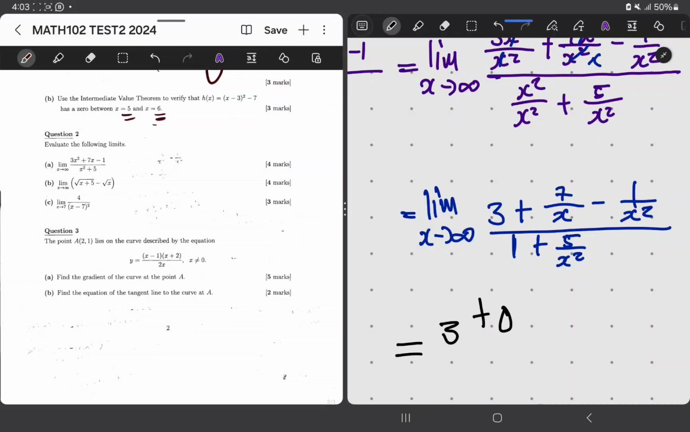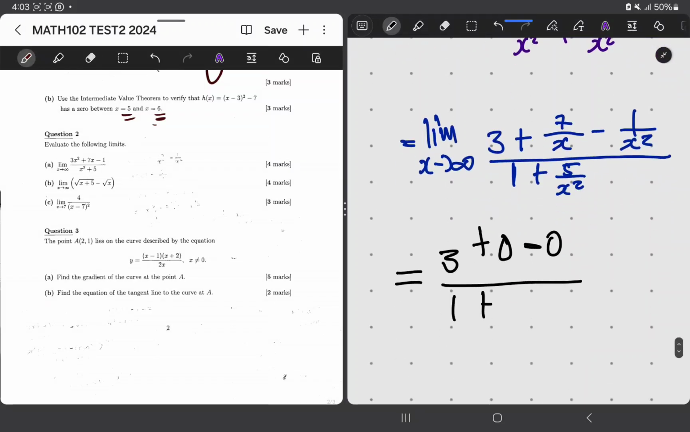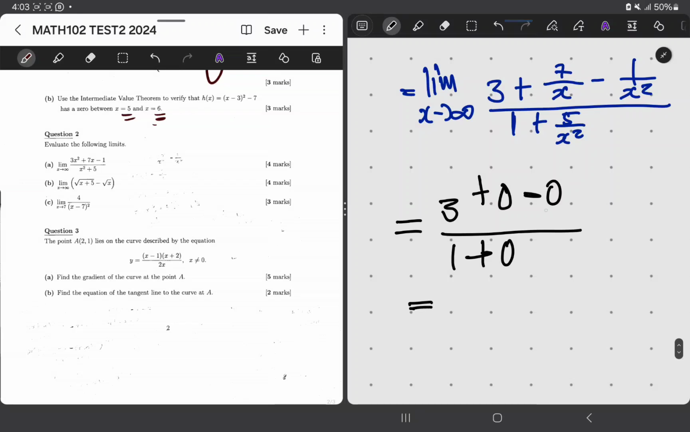Because 7 over a crazy big number is like a 0. Minus 1 over another crazy big number is just a 0. All over here, the limit of 1 is just 1, plus the limit of 5 over x squared, which is 5 divided by a very, very big number, will give us 0. So we have 3 plus 0 minus 0 is going to be 3 over 1, which is going to be 3. Okay, so this is what we have.